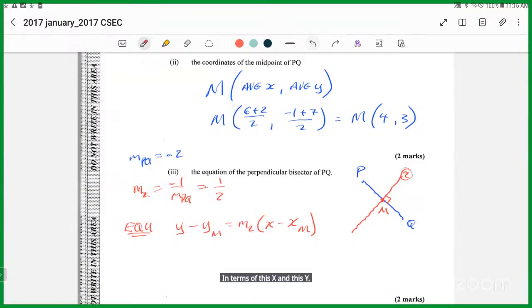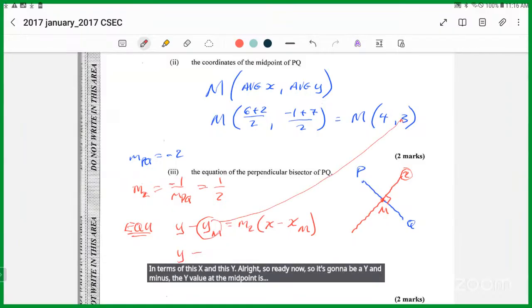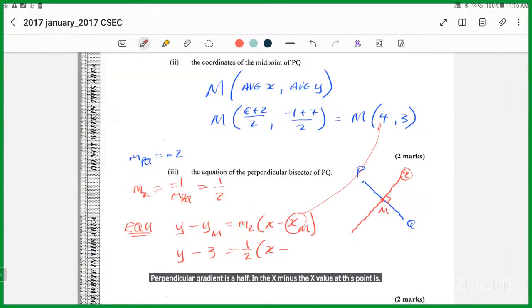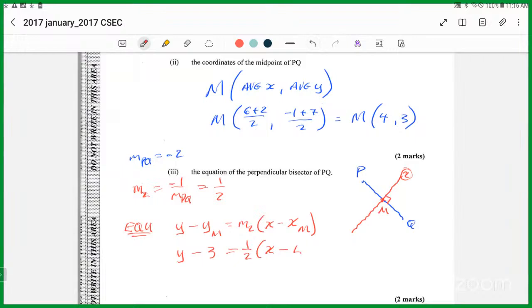Alright, so ready now. It's going to be y minus the y value at the midpoint, which is 3. So put in 3 here, equals the gradient. The gradient of this line is a half, the perpendicular gradient is a half, into x minus the x value at this point, which is 4.